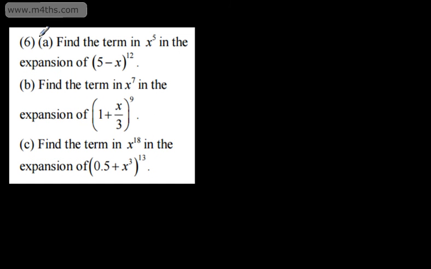Okay, question 6. In part A, we're asked to find the term in x to the fifth in the expansion of (5 minus x) all to the power of 12. So we're looking for the coefficient, that is the number in front of x to the fifth. The advantage of the nCr method is that we can jump straight to that term. So what we can write out is 12C5. We will have now 5 to the power of 7, and we will have now negative x to the power of 5. This is going to give me a negative answer, as we've got a negative and an odd power.